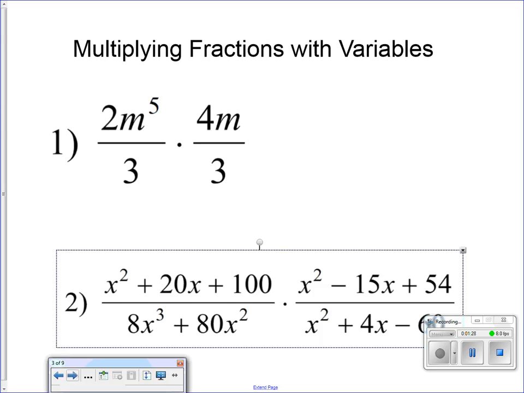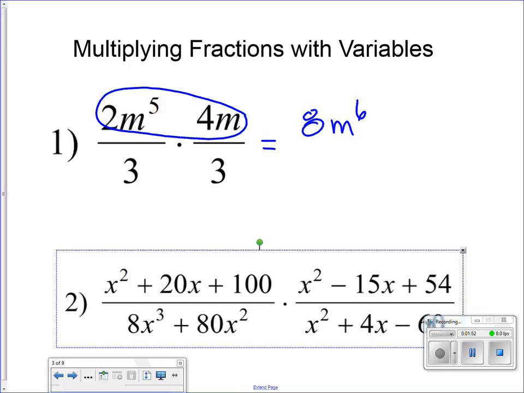So let's look at an example of how to do this with a variable. Take a look at the first problem. We are going to multiply across. So multiplying the coefficients, 2 times 4 is 8. And then m to the 5th power times another m is m to the 6th power. You might remember your exponent rules here. This is like m to the 1st power, and when you're multiplying, you add the exponents together. And then the denominator, 3 times 3, is 9.